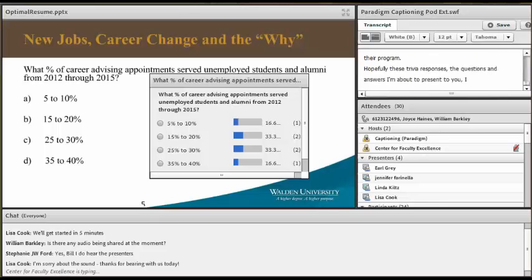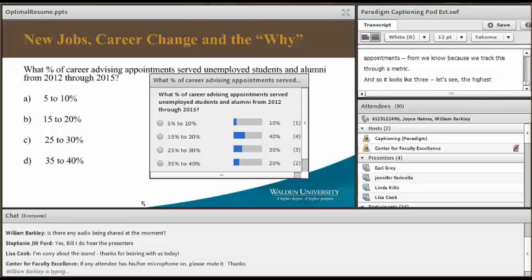So the first one, it looks like you all have answered already. Okay. The question: what percentage of career advising appointments served unemployed students and alumni from 2012 to 2015? We know because we track this through our metrics for one-on-one advising appointments. It looks like the highest percentage was 15 to 20%, and actually it's a little bit higher than that. It was 25 to 30%.